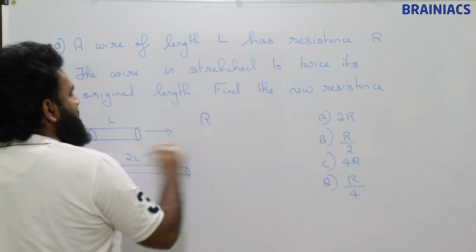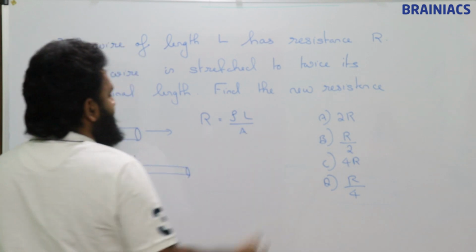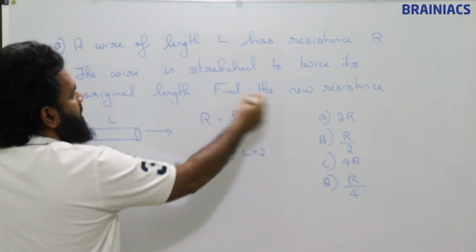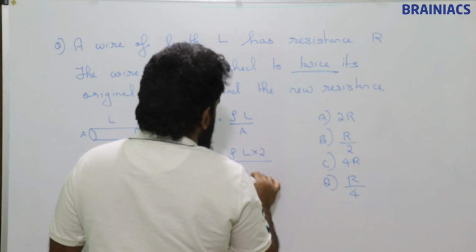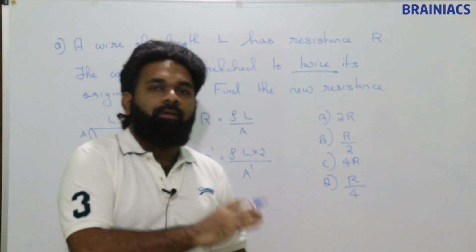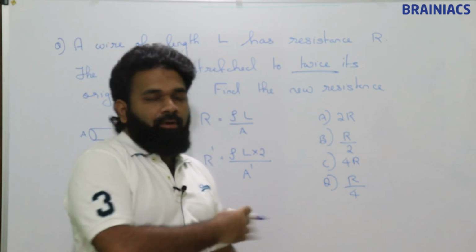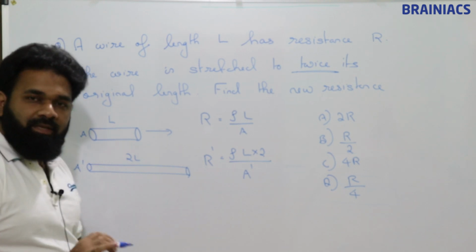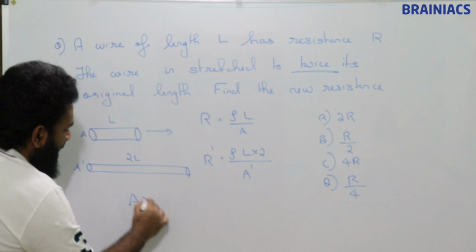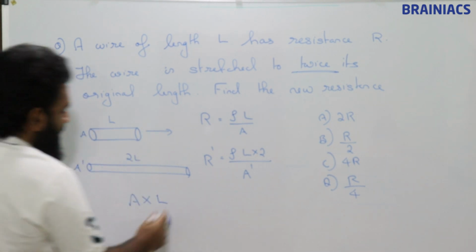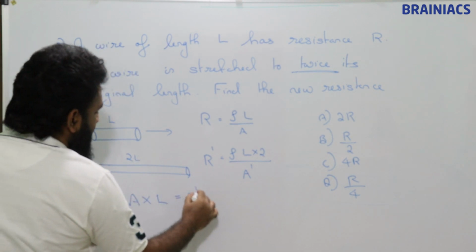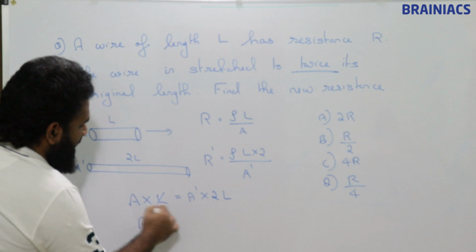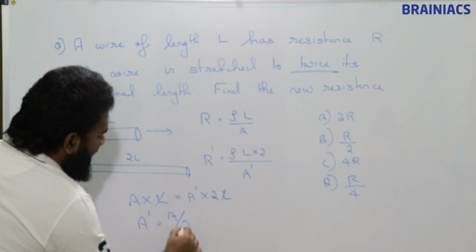So resistance of this wire R is equal to rho L by A. The resistance of new wire is going to be R dash is equal to rho into 2L, because it is twice its original length, divided by A dash. Need not come to a conclusion about whether area is double or half, we will just verify. Definitely, even if I stretch or even if I compress, volume will be constant. So A into L of this wire will be equal to A dash into 2L. This will be same. So A dash is going to be, L will be cancelled off, 2 will come this side, A by 2.